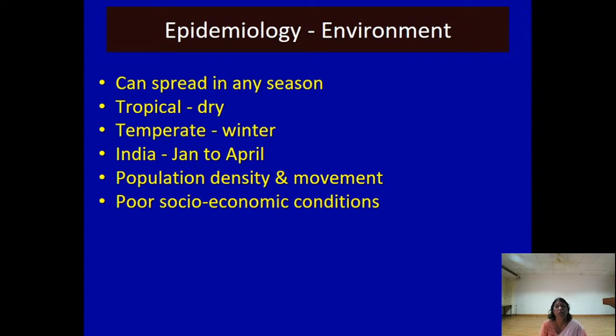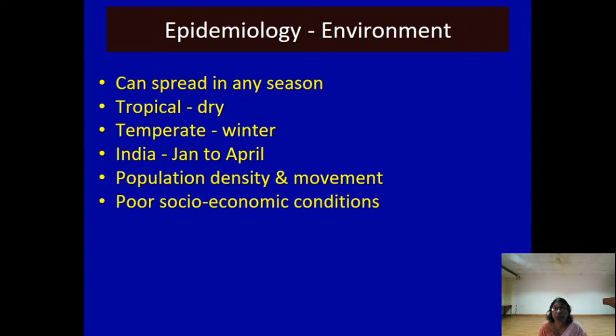The intensity, population density and movement are very important factors for measles to spread, because measles is so contagious and it is such an acute condition. When there is a dense population, for example in urban slums, where people come and settle down, because of the high population density, if there is one measles case and the virus enters, it spreads like wildfire.